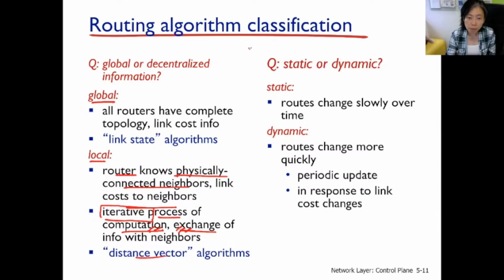Now, another way of classifying the routing algorithms is by judging how the routes are being updated. Static routing does not update the routes. So this is only for networks that are not changing frequently.